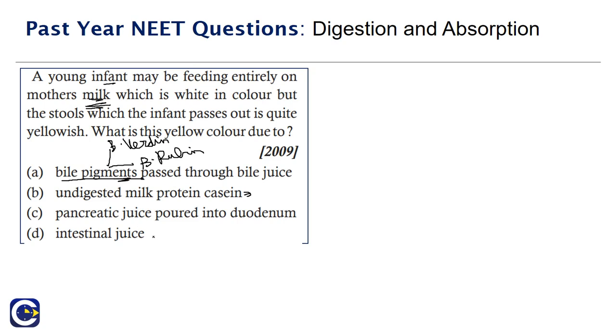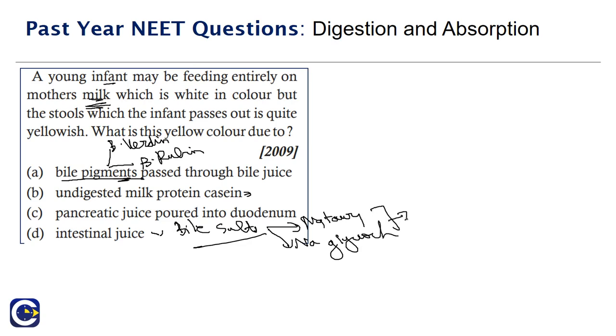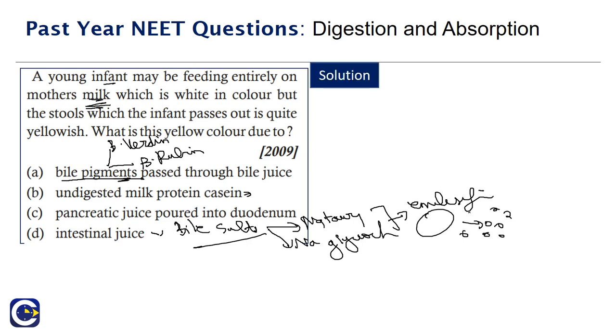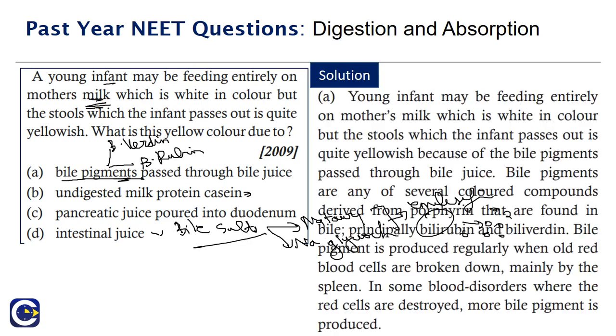Another option which can be given is, maybe they'll replace an option and give bile salts. We get confused if we are given bile salts. Bile salts, we know, are sodium taurocholate and glycocholate. These do not confer any color, they just carry out emulsification, breaking larger fat droplets into smaller fat droplets. So bile pigments give the color. Even though the child is taking only milk, the bile secretion is going to be there. So the answer is option A.